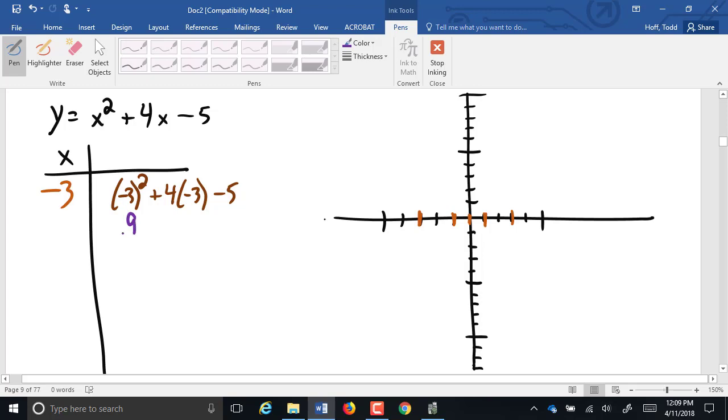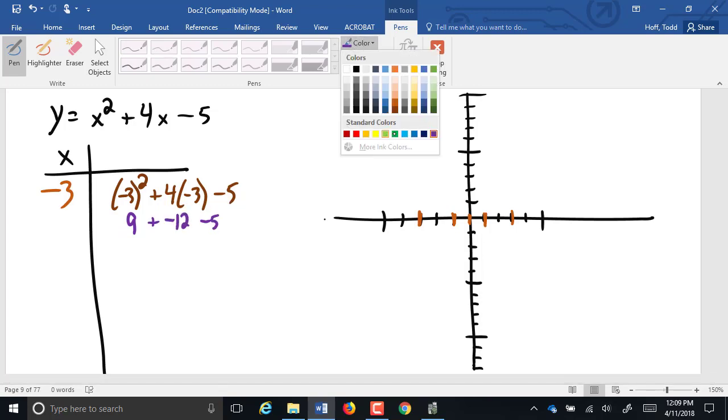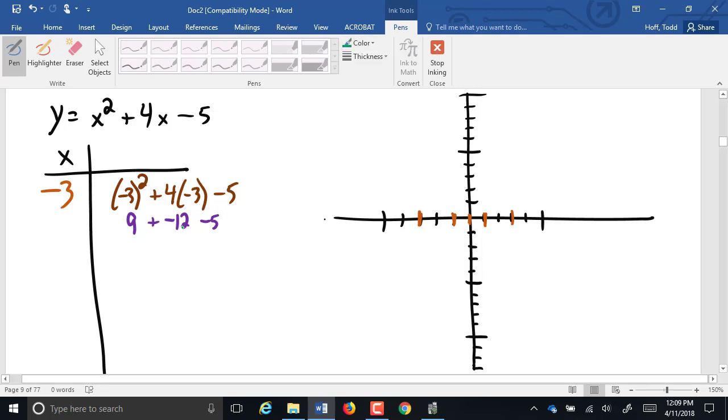So -3 squared is a +9. Again, make sure your calculator gives you a positive for that. Plus 4 times -3 is a -12 minus 5. 9 plus -12 is -3, plus -5 is -8. So we get the point -3, -8. So -3, -8 is going to be right there. So that's 1 point that's on our graph.